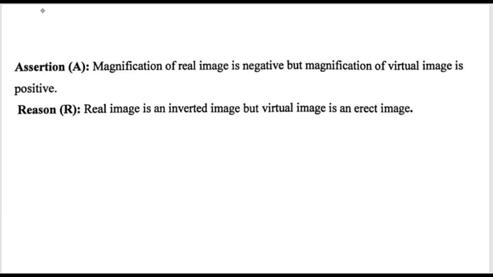Now move on to the assertion and reason questions. Assertion: Magnification of real image is negative, but magnification of virtual image is positive. Yes, if it is real, because image is inverted and virtual image is erect. So here it is negative because according to Cartesian sign convention, we are coming to this conclusion. Here we can say assertion and reason both are correct, and it is a correct explanation as well.